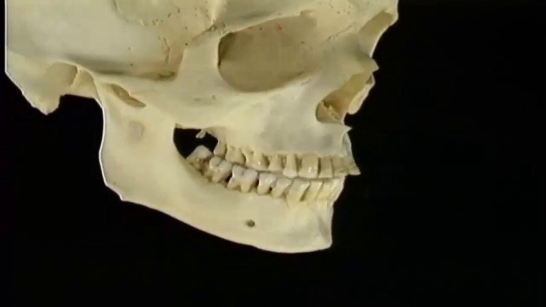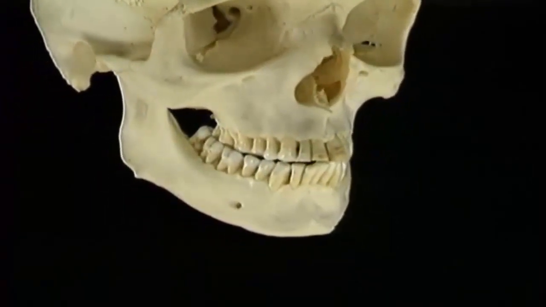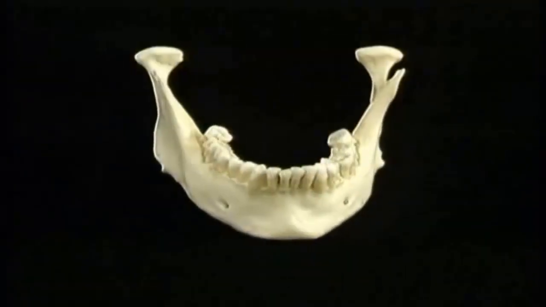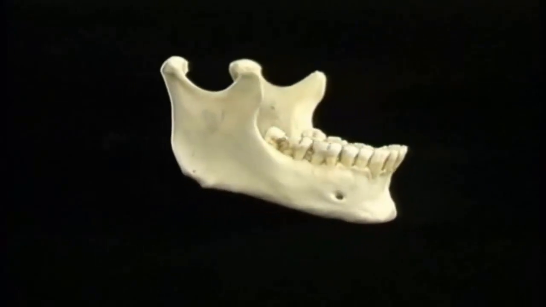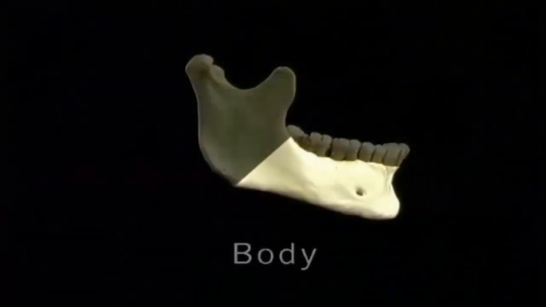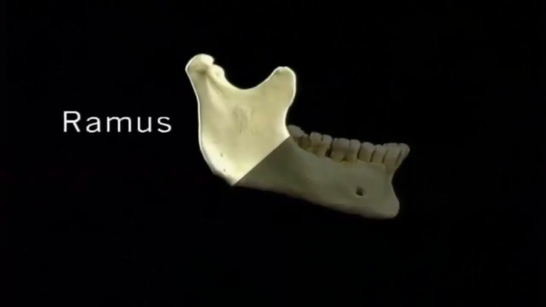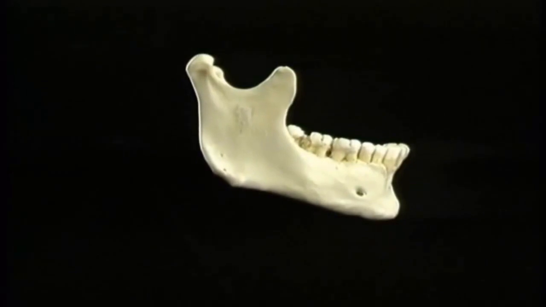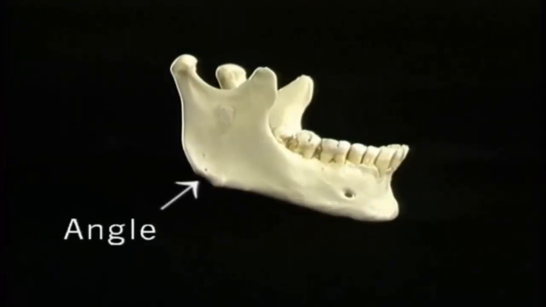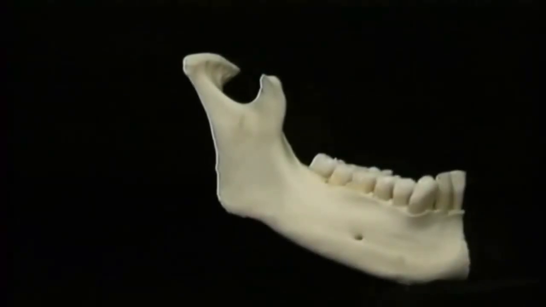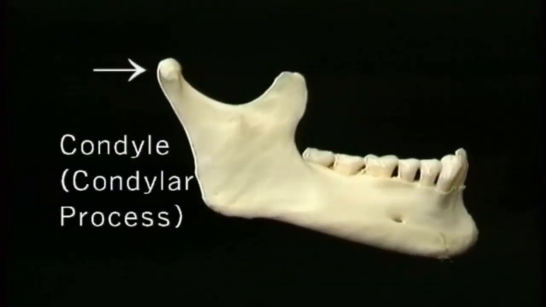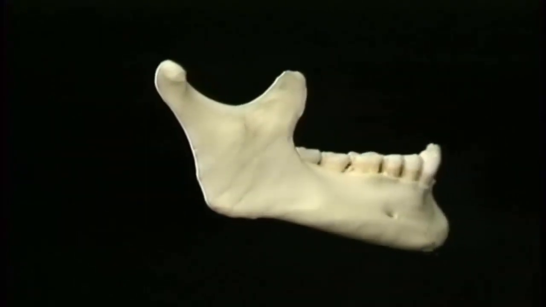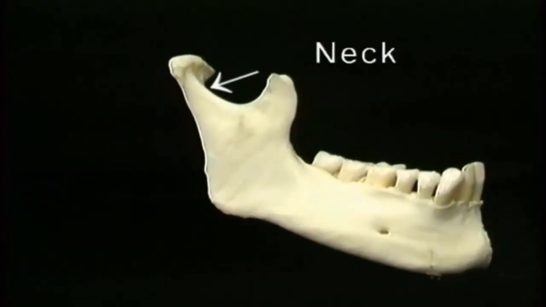The mandible develops from two originally separate bones, one on each side, which fuse together here at the symphysis. The mandible is described as consisting of the body and the right and left ramus. The corner between the ramus and the body is the angle of the mandible. The rounded projection that articulates with the temporal bone is the condyle, or condylar process. The narrowing below the condyle is the neck.